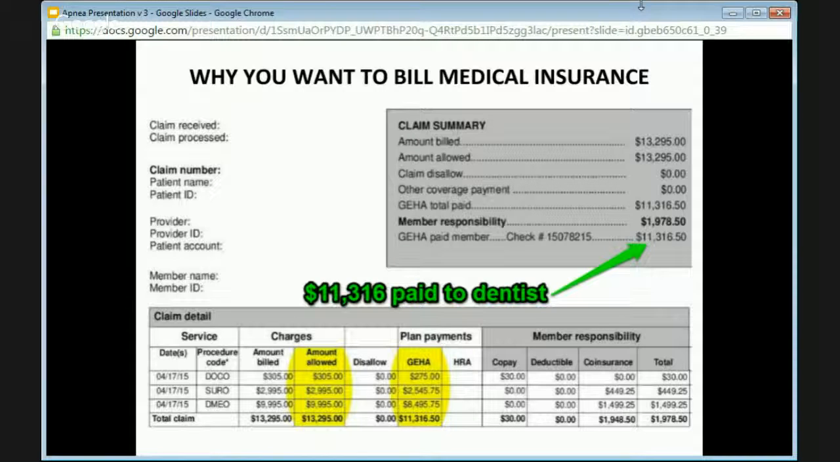I showed you this EOB earlier. I want to show you again. This is why you want to bill medical insurance, because your patients could end up getting treated by you without having to pay anything out of their pocket.